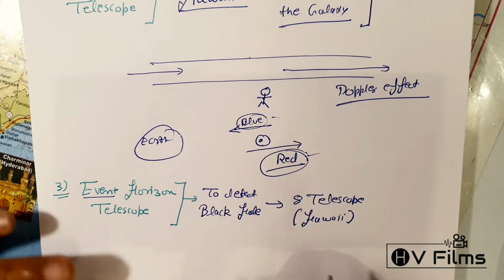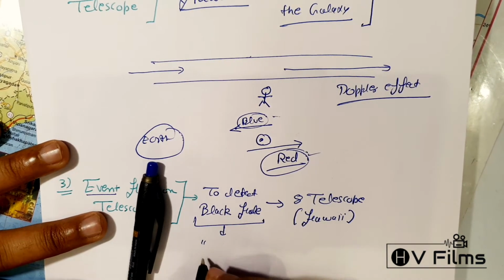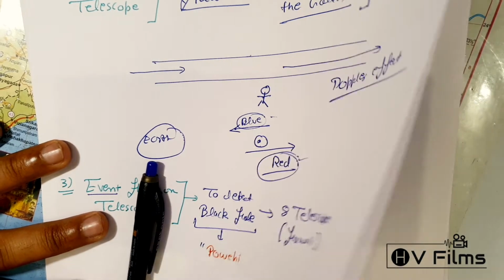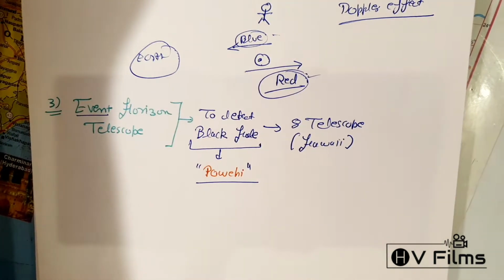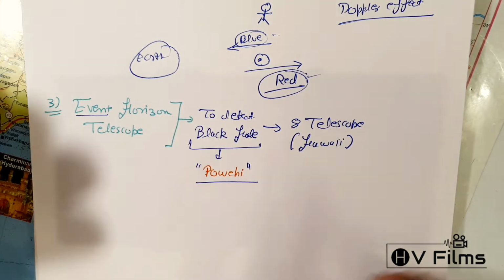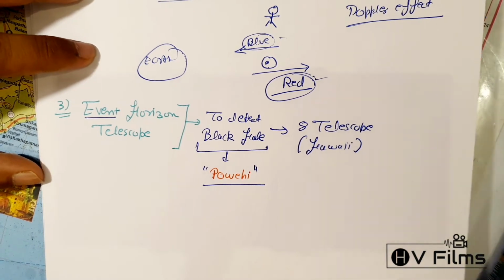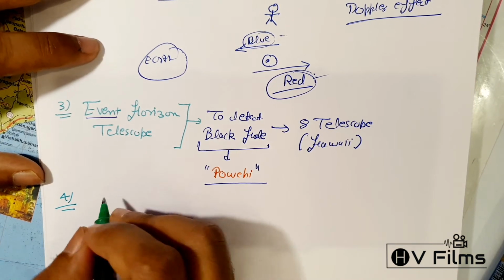The black hole captured was named Powai. So this is what they named the first ever black hole detected. You can Google it to see the image itself. It's pretty amazing. The next one in the list is the 30-meter telescope.